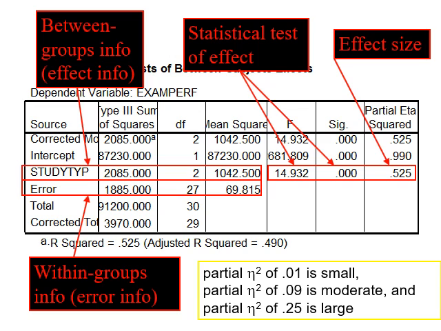A partial eta squared of 0.01 is small, 0.09 is moderate, and anything over 0.25 is large. And partial eta squared is effectively a measure of variance explained. So again, how much variance we're explaining. And I want to stress again that though a partial eta squared of 0.09 means we're only explaining 9% of the variance. In other words, our independent variable is affecting our outcome, but it's only affecting it about 9%.